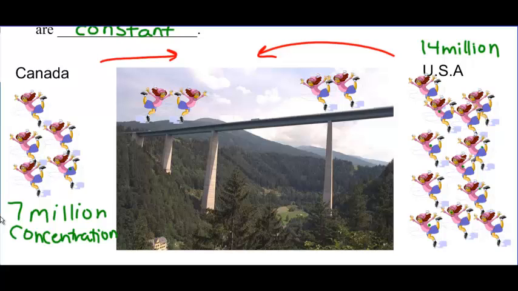Okay? And so if that is true, if for every 2 people that leave the U.S. to go to Canada, 2 people leave Canada to go to the United States, what would happen to the amount of people in Canada? What would happen to the amount of people in the United States? Again, they would stay the same. Are they equal to each other? No, they're not. There's 7 million here and 14 million there, but they would stay constant over time.